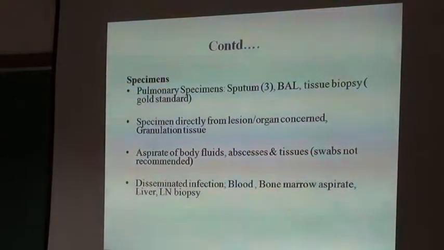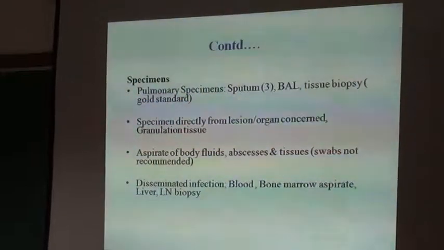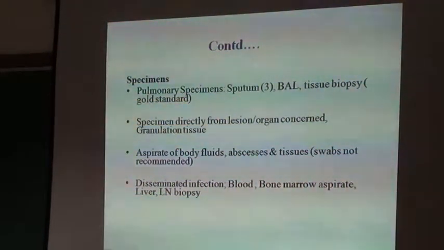Now coming to what is the specimen for diagnosis of NTM infection, it may be a pulmonary specimen. Out of the pulmonary specimens, at least 2 or 3 sputum, along with bronchial wash or tissue biopsy, is taken as the gold standard for the diagnosis. Similarly, specimens obtained directly from the region and organ concerned are much more appropriate, along with granulation tissue. Similarly, aspirates of body fluids, abscess and tissue are generally recommended, but swabs should not be used. In case of disseminated infection, blood and bone marrow aspirate are much more convenient. A single blood culture provides about 90% sensitivity. A double blood culture provides about 99% sensitivity in case of NTM infection.